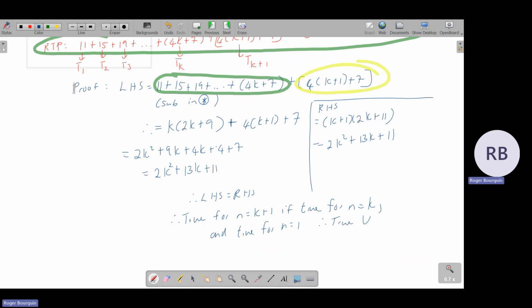True for all n is an element of natural numbers. Do we say for all natural numbers? Yeah, that's fine. By principle of mathematical induction.